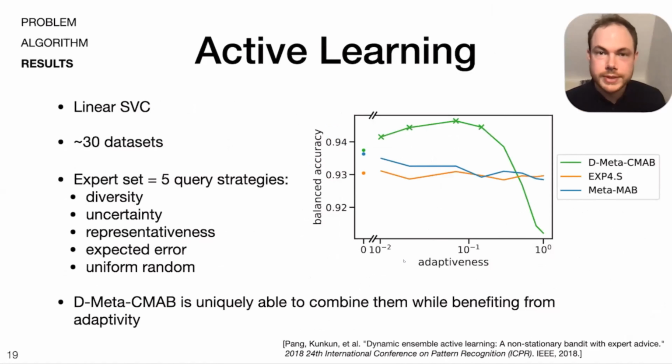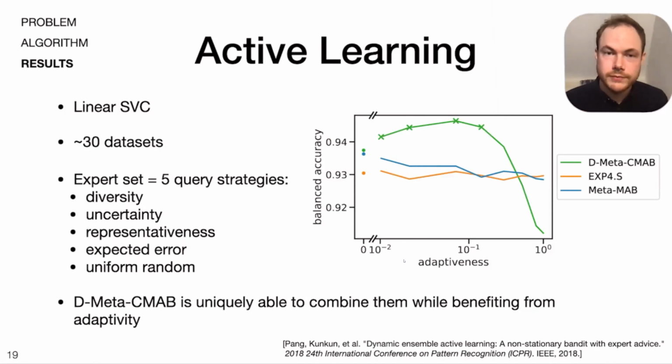So we tried this out using a linear SVM classifier on about 30 different data sets. For our expert sets, we considered 5 different query strategies, which are some of the more common ones. Then we ran the active learning loop for 100 iterations and then measured balanced accuracy on a test set.